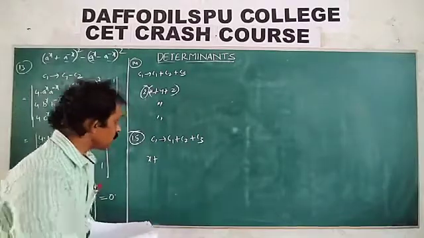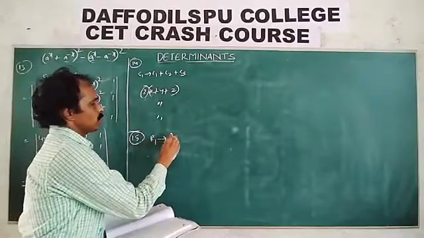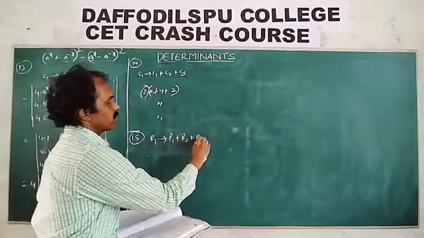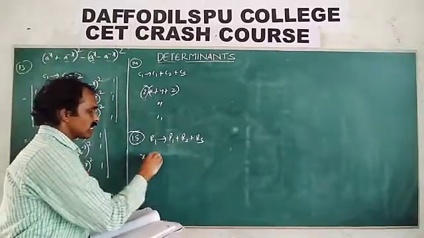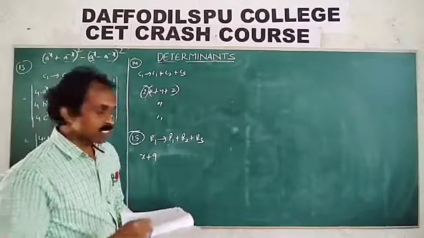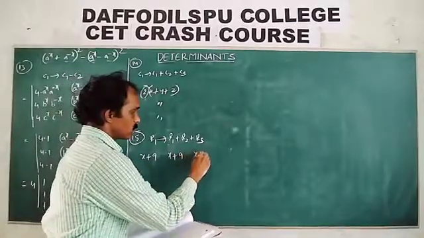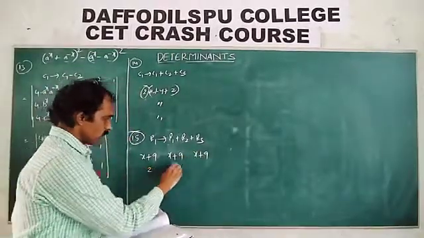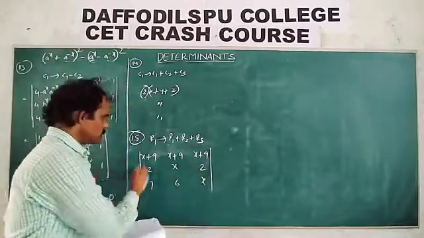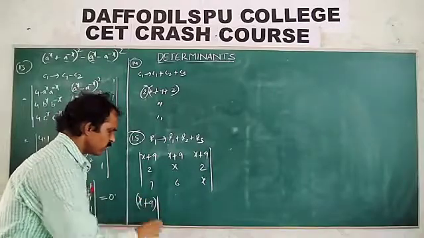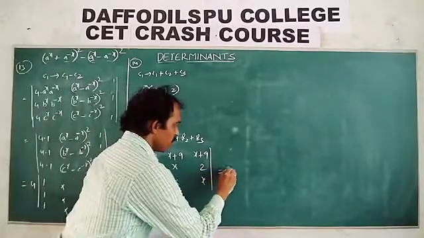Not x is equal to minus 9, not this operation. Apply R1 gives R1 plus R2 plus R3. What is the answer? x plus 2 plus 7, x plus 9. 3 plus x plus 6, x plus 9. 7 plus 2 plus x plus 9. Then 2x, 2, 7, 6x. So take x plus 9 common. Then x plus 9 is a root of f of x is equal to 0.